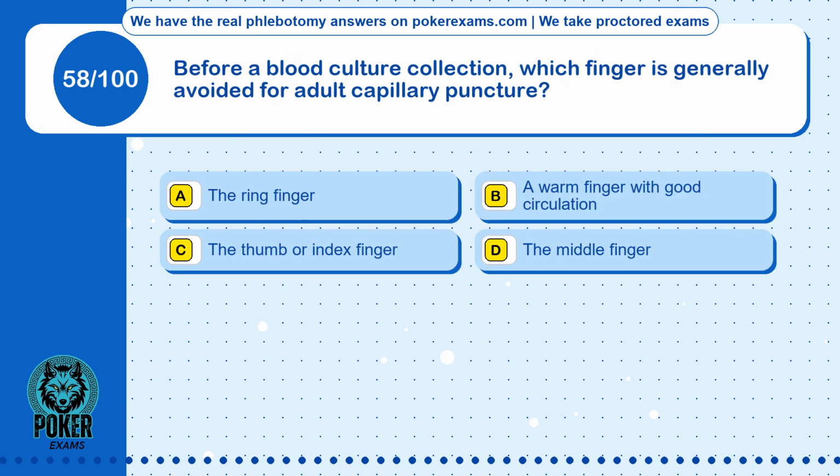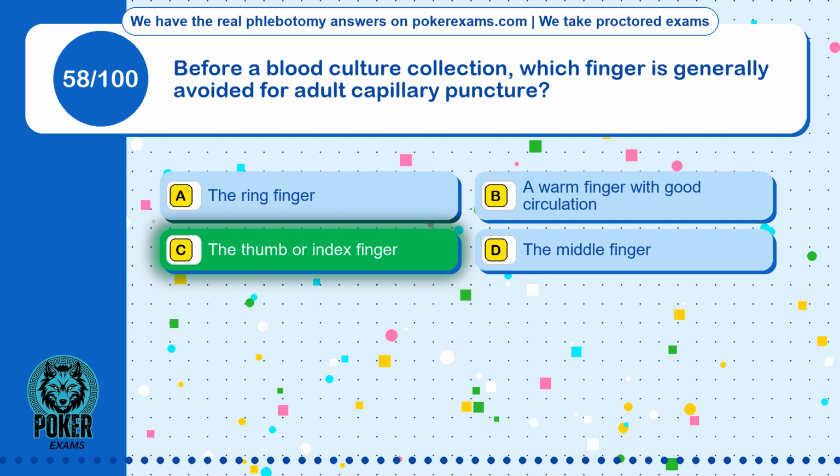Question 58. Before a blood culture collection, which finger is generally avoided for adult capillary puncture? Option A. The ring finger. Option B. A warm finger with good circulation. Option C. The thumb or index finger. Option D. The middle finger.